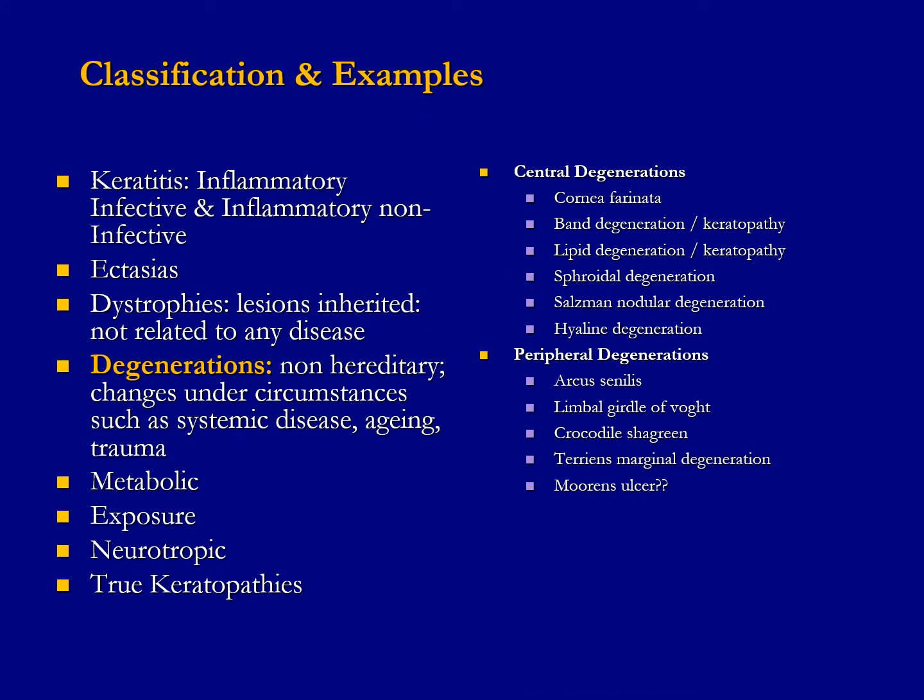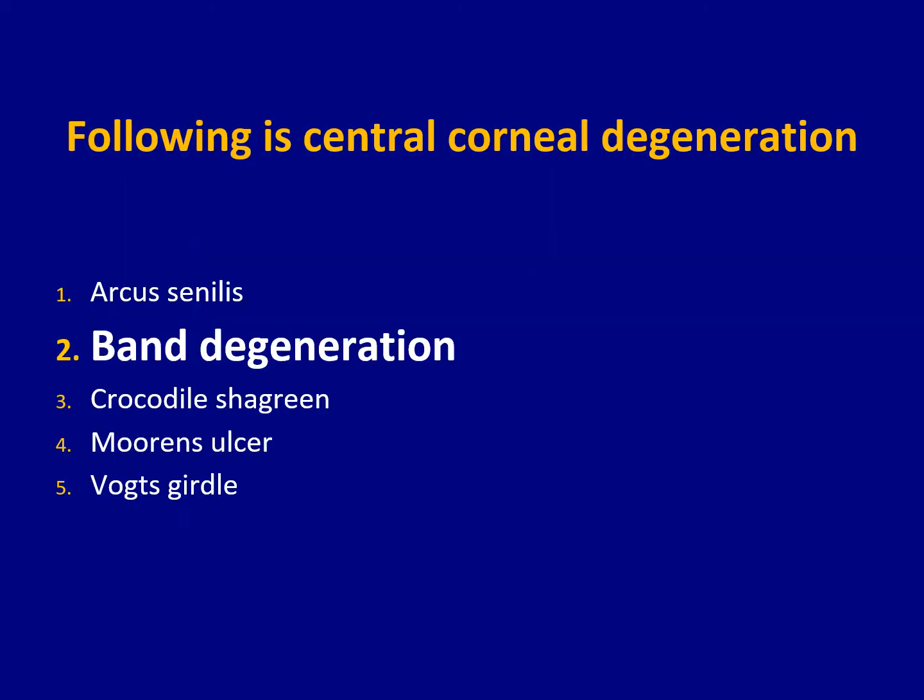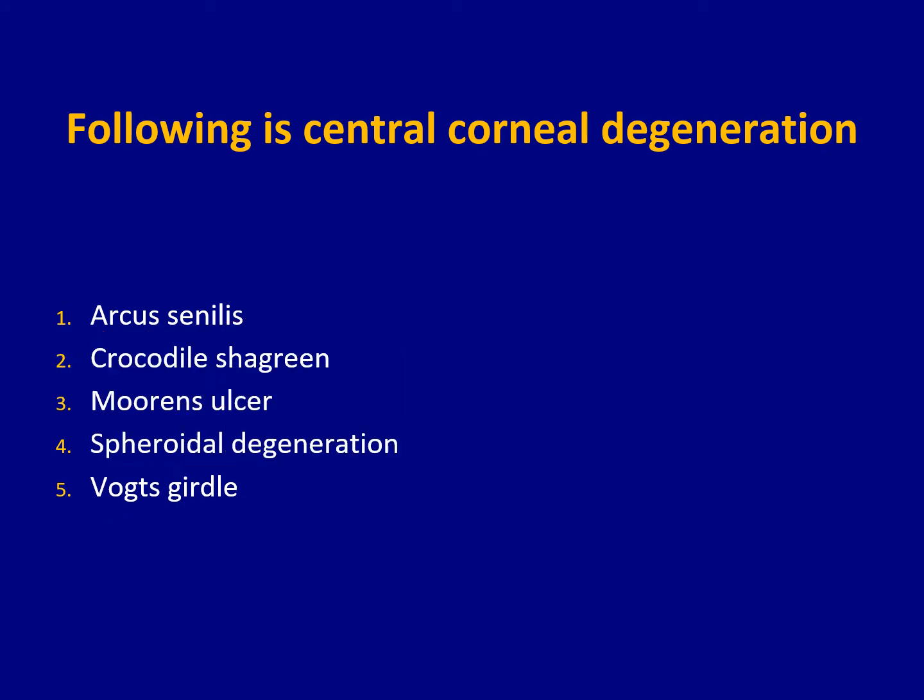Now look at that. Degenerations, central degenerations and peripheral degenerations. Again, you can have at least 15-20 different MCQs from this if you remember the names. So the central ones are cornea farinata, band, lipid, spheroidal, Salzmann, and hyaline. So let's go to the answer. Band degeneration is the only one which is central, while the arcus senilis, crocodile shagreen, Mooren's ulcers, and Vogt's girdle are peripheral degenerations. Let's go to the next MCQ.